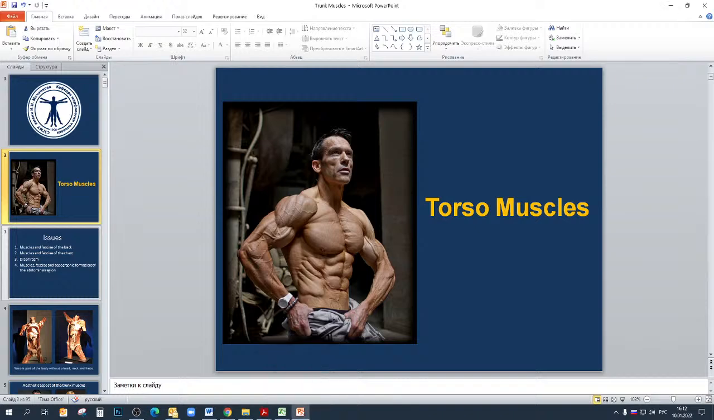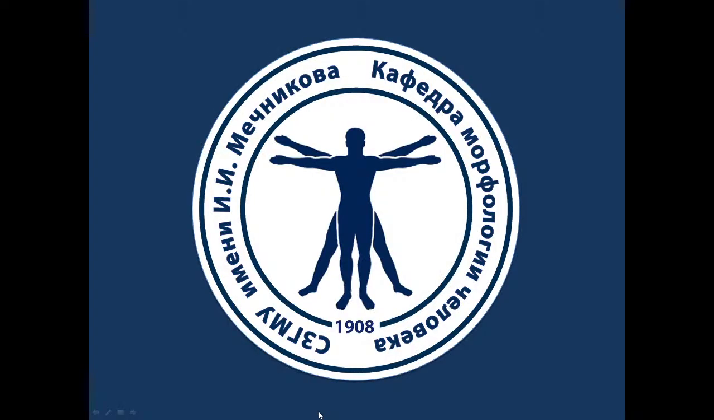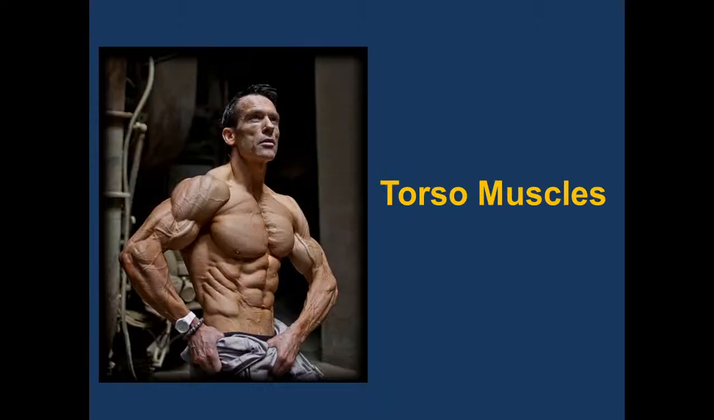As I said, we will talk around torso muscle. You see the fine picture. This is all the muscle you see here. This is mostly the muscle of the trunk. Another word is torso. It means the same. Trunk muscles and torso muscles. Torso muscle has the same meaning.